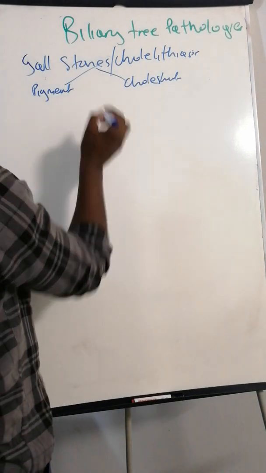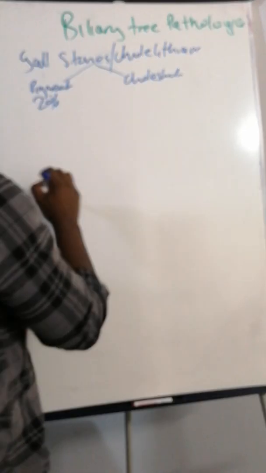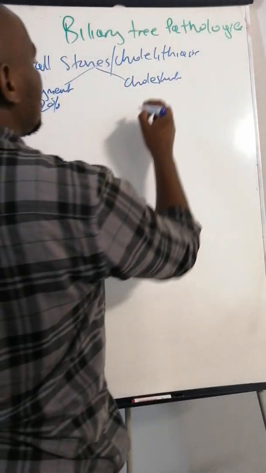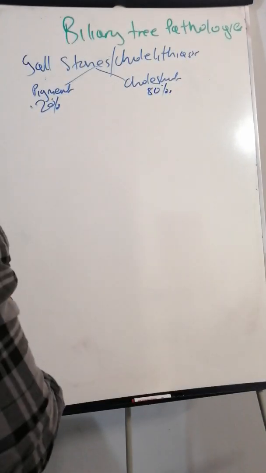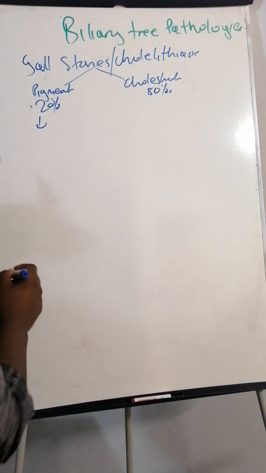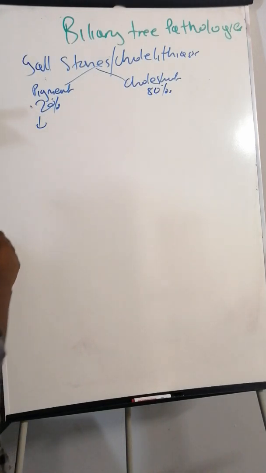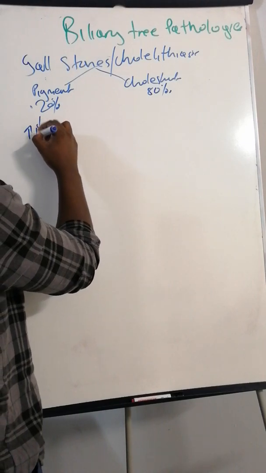In the States, they say cholesterol stones are about 20%, and they're not common in South Africa. The pigment stones, they say about 80% here, very common in South Africa. And the reason why the others are not common in South Africa is because of their risk factors. These pigment stones are usually black, brown sometimes. They are mainly due to an increased hemolysis.